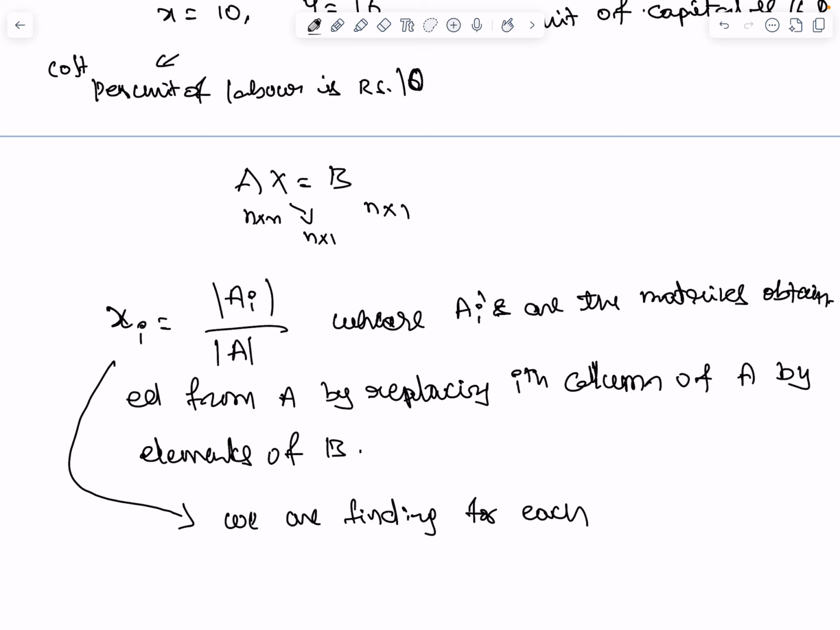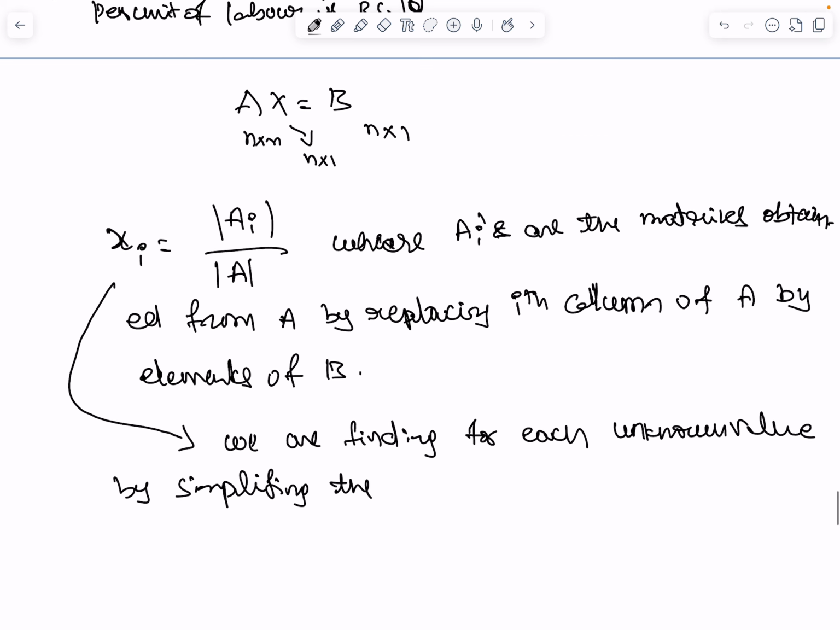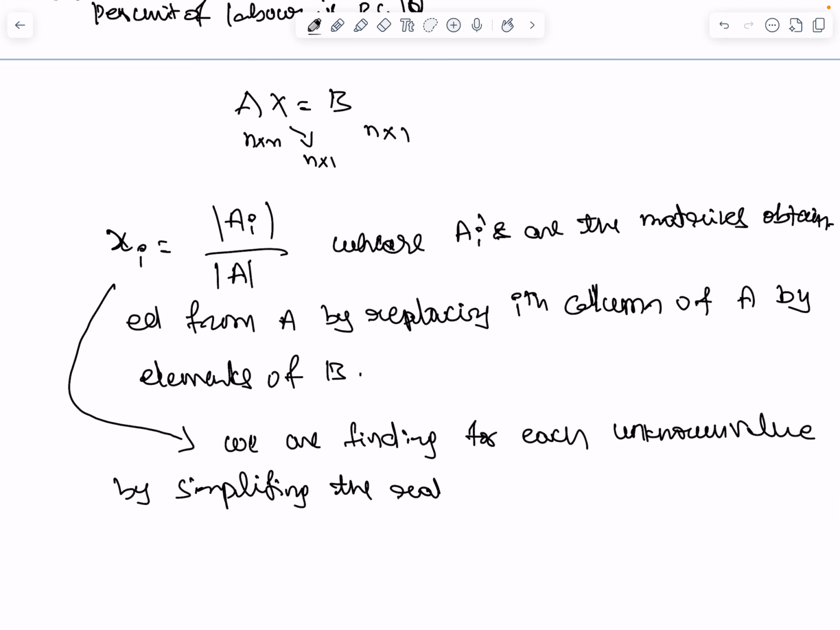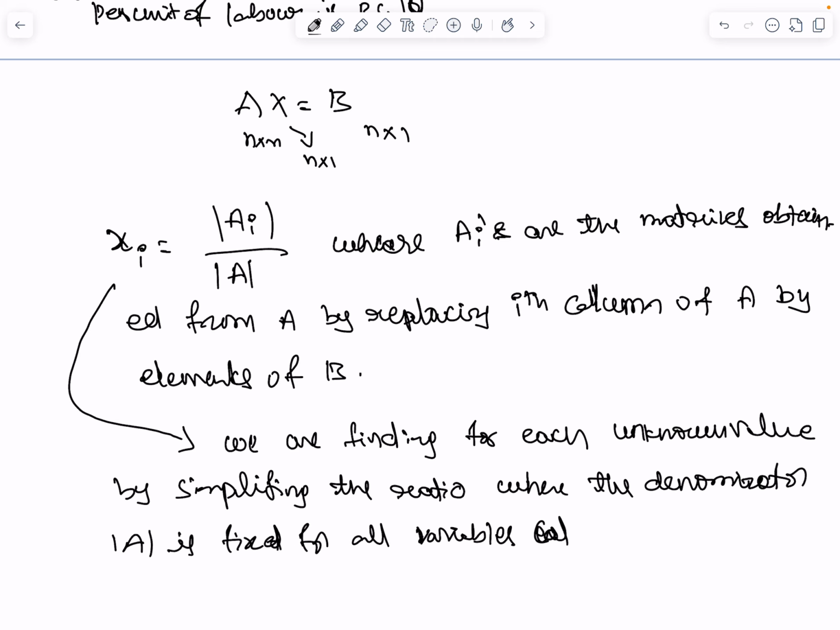Each unknown value is found by simplifying the ratio, where the denominator is fixed for all the variables' calculations.